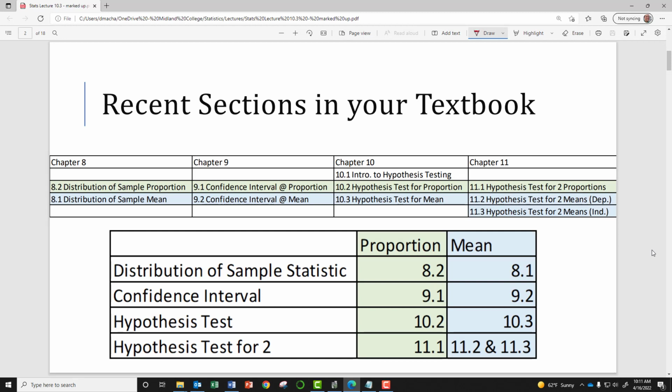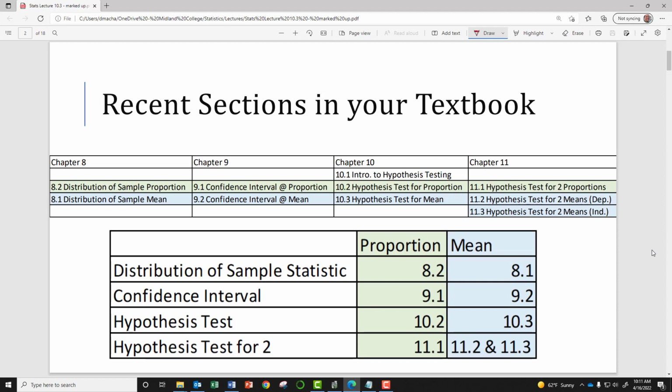And so what I want to point out to you is that we've been developing side by side our statistical methods for both proportions and means at the same time. So in chapter 8, we were talking about the distribution of the sample proportion and the distribution of the sample mean. And there were two different sections in chapter 8 that dealt with each of these. In chapter 9, we were talking about building confidence intervals for proportions and means. In chapter 10, we're talking about hypothesis testing for proportions and means.